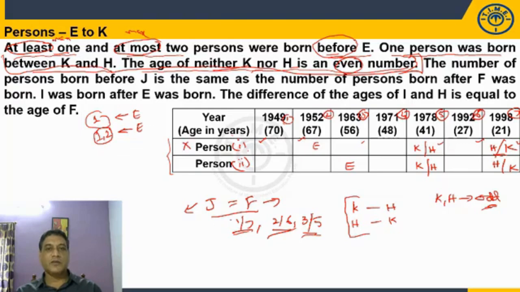Now look at the second case. 1 and 7 is not possible because 7 is already occupied. 2 and 6, yes, possible because 2 is vacant, 6 is also vacant. 3 and 5, not possible because both are occupied. So we are left with only one possible case. But within this, J may be here, F may be here, or J may be here, F may be here. Remember, this case is already ruled out. Okay, this part is also done.